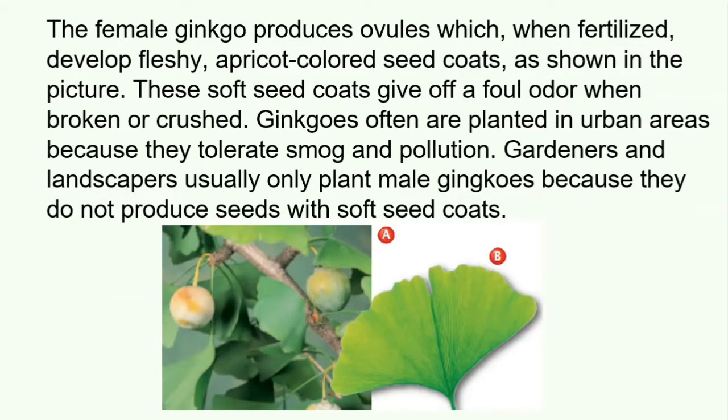The female ginkgo produces ovules which, when fertilized, develop fleshy, apricot-colored seed coats, as shown in the picture. These soft seed coats give off a foul odor when broken or crushed. Ginkgos often are planted in urban areas because they tolerate smog and pollution. Gardeners and landscapers usually only plant male ginkgos because they do not produce seeds with soft seed coats.